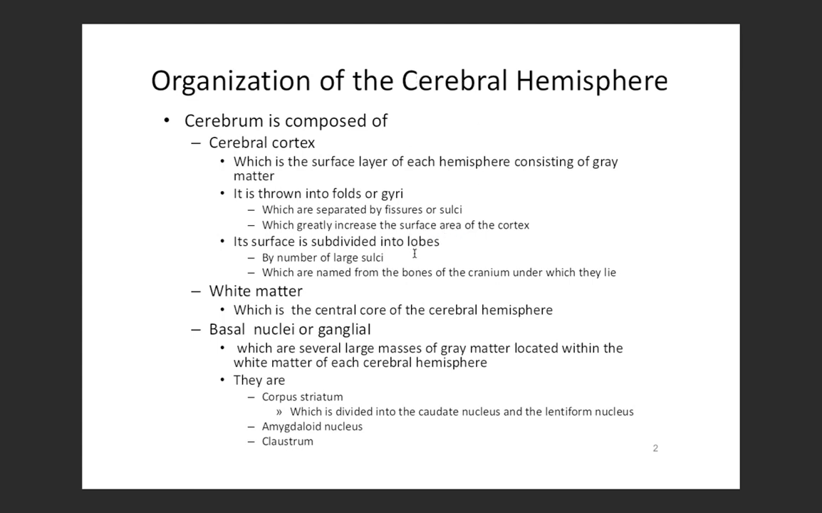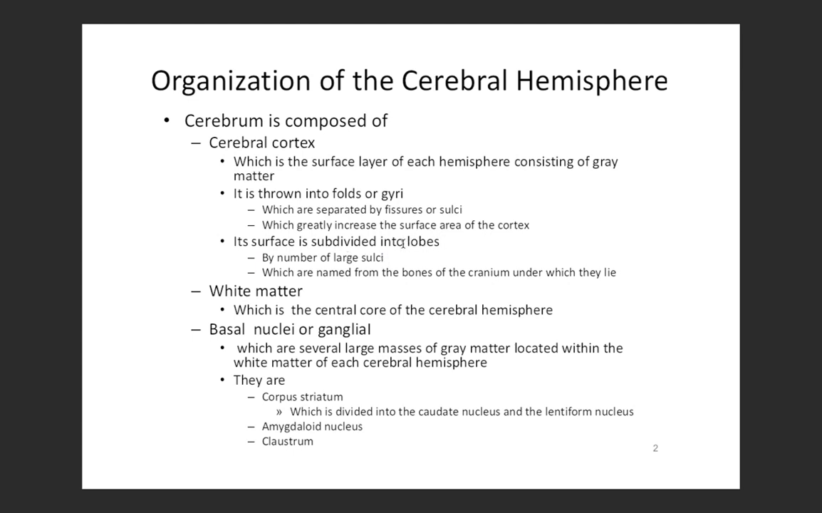Before I talk about the lobes, you need to be aware that the cerebral hemisphere, or the cerebrum, extends from the frontal lobe anteriorly and goes backward to attach to the occipital bone posteriorly, and along this line it passes over the parietal and the temporal bones. So these four cranial bones are a major part of the naming and identification of the lobes of the cerebrum. The surface is subdivided into lobes by a number of large sulci.